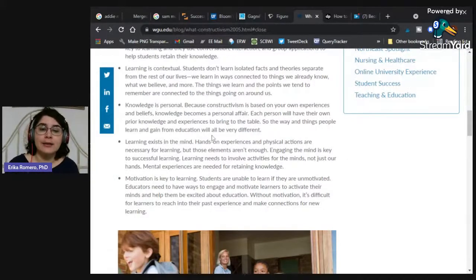Learning exists in the mind, right? So hands-on experience is necessary, but you also have to have this element of engaging in connection between ideas, right? It's not just memorize these things, you get to see the connections between them, how they're a web of knowledge, a web of information that tie into each other, that affect each other, right?